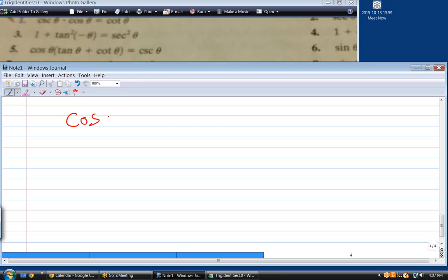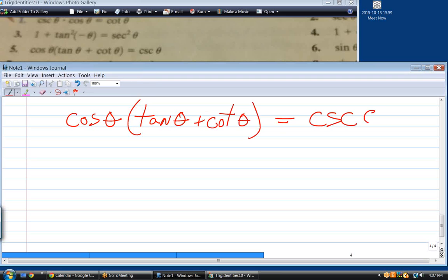As you've probably figured out, one almost foolproof method of doing these is to convert everything to sines and cosines, including this one. In other words, we only have one cosine, but I can turn that into sines and cosines, I can turn that into sines and cosines, and I can turn that into sines and cosines.